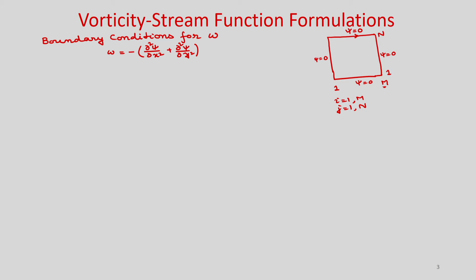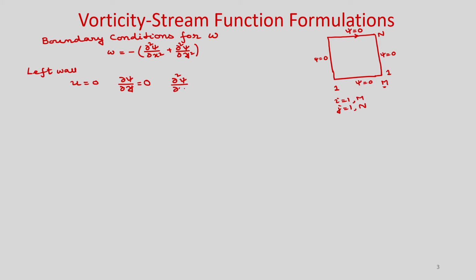So, now let us consider the left wall. In the left wall, what is the normal velocity? The normal velocity is u is equal to 0, that means ∂ψ/∂y will be 0. So, on the left wall ∂ψ/∂y is 0 and you can see that ψ is constant along this line. So, its gradient is 0 and its second derivative also will be 0. So, if you take the gradient of ∂ψ/∂y, that will also be 0 along this line.